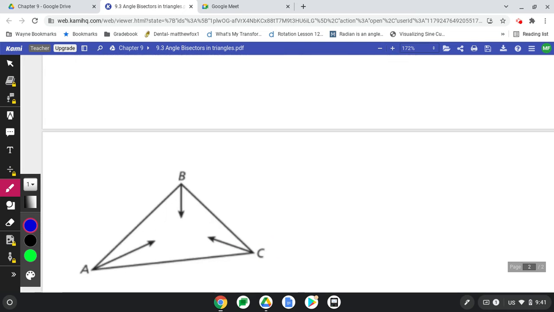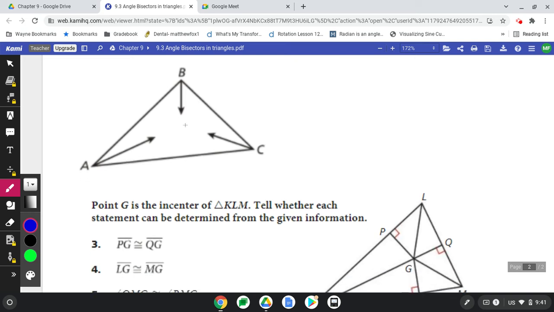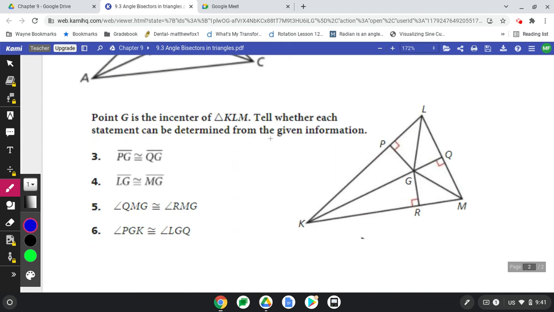So with that being said, here's one more picture. Just shows each of these is an angle bisector, and they will all intersect here at the incenter. The incenter is equal distance from each of these sides. Okay, so we have our incenter here. It tells us point G is our incenter. So I'll mark point G. Once again, it's not the circumcenter. So G is not equal distance to each of the corners or the vertices. It is equal distance to each of the sides.